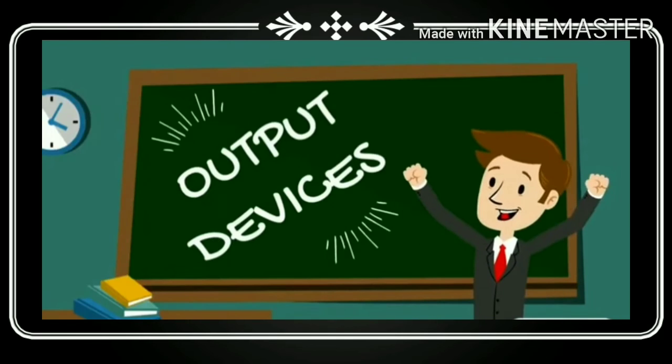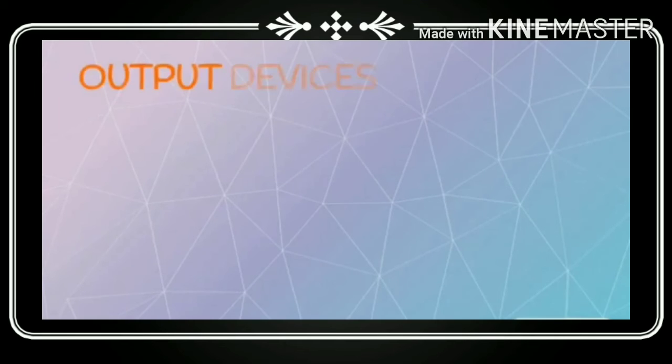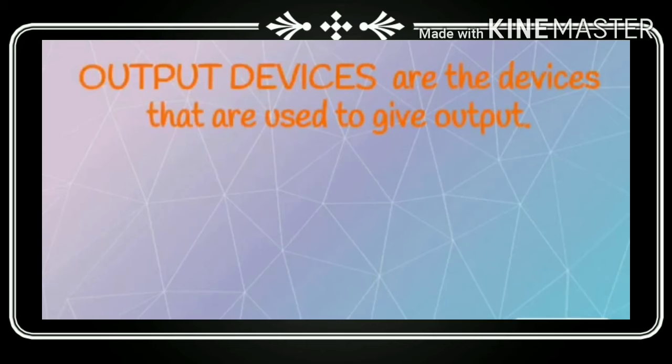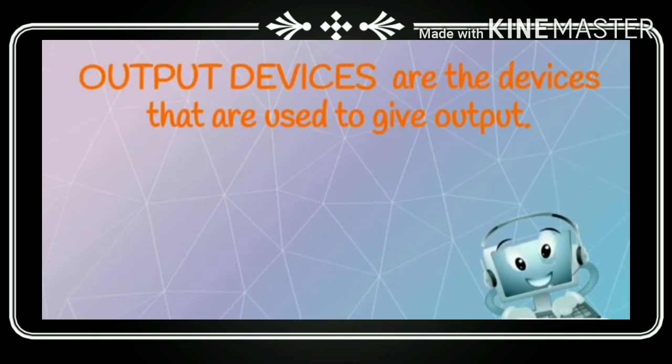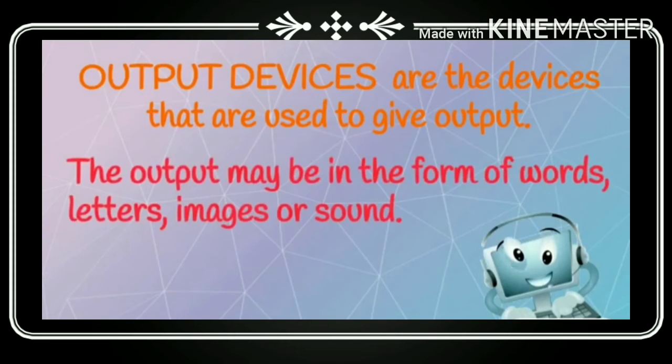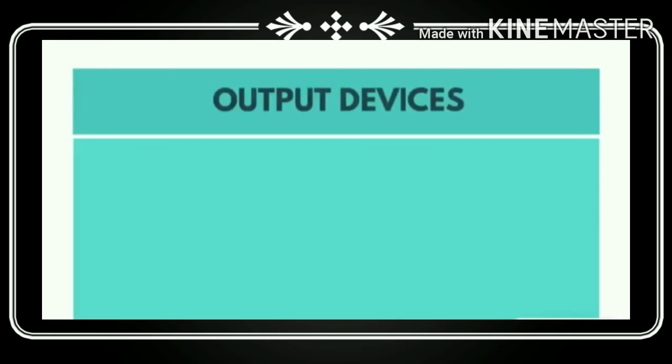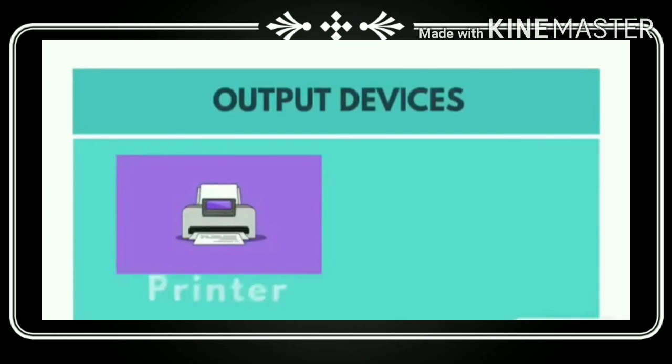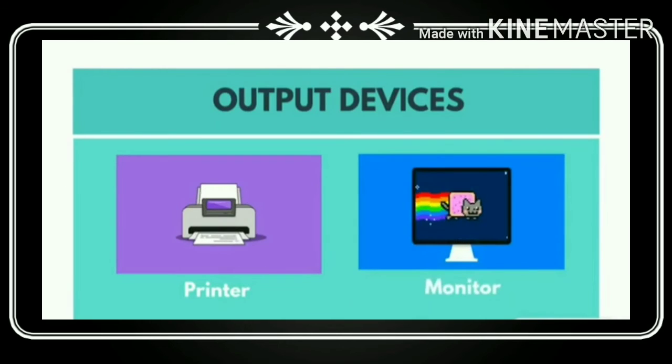Now let's learn about output devices. Output devices are the devices that are used to give output. The output may be in the form of words, letters, images, or sound. For example, printer is an output device that generates output in the form of printed paper. Monitor generates the output in the form of images, videos, and pictures.